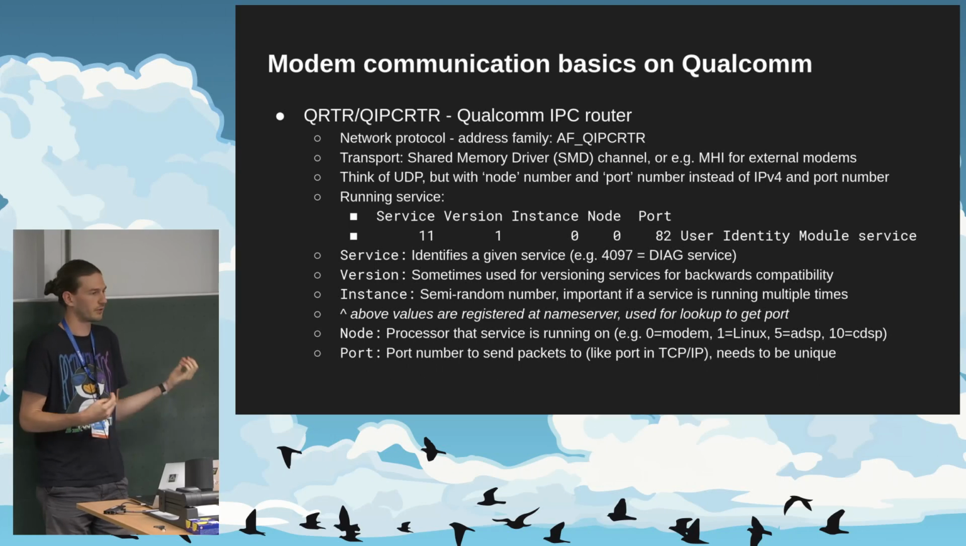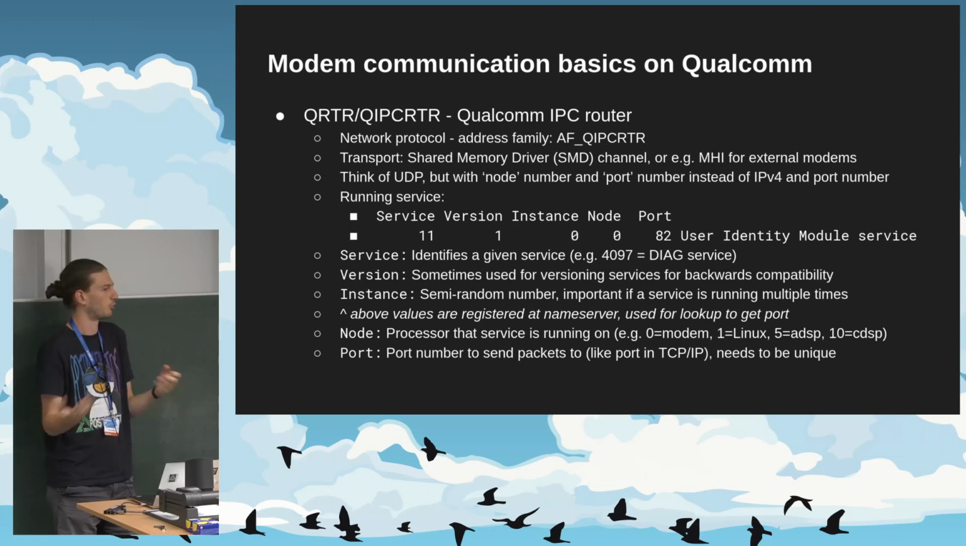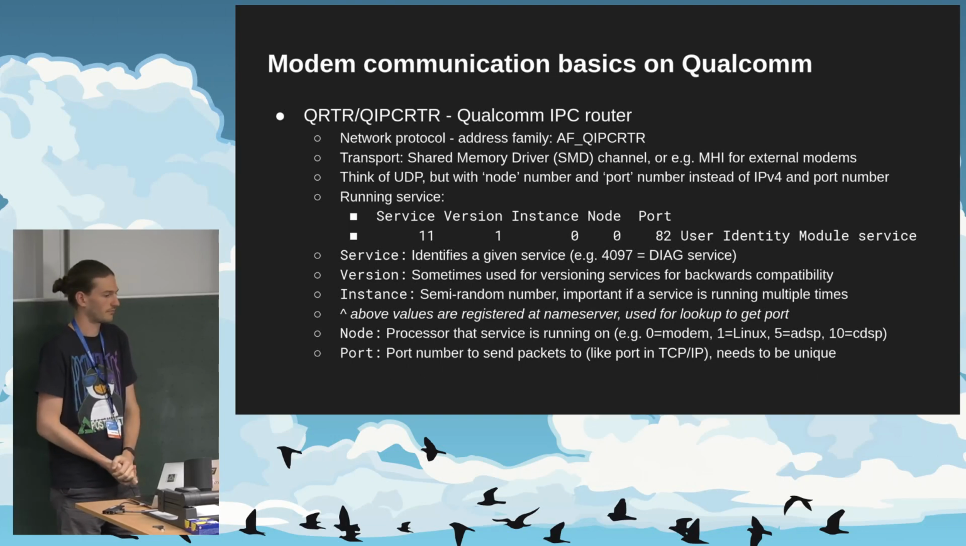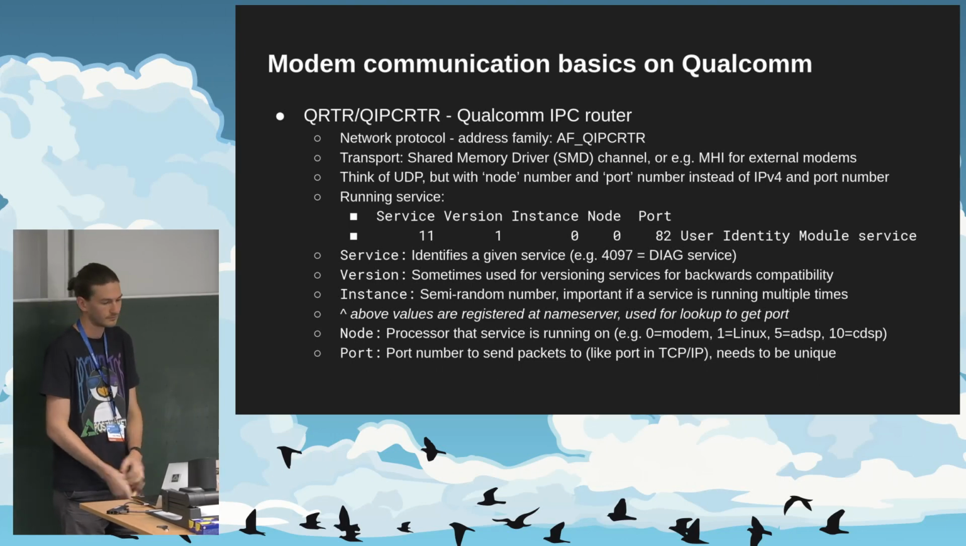And once you have this information, you can open your socket to the given node, so let's say compared to the IPv4 address, and the port, which is basically a port number here. So the combination of node and port is unique in a running system. But I think they are allocated at runtime, so they're not fixed port numbers over time.